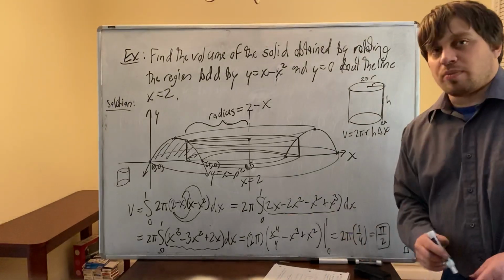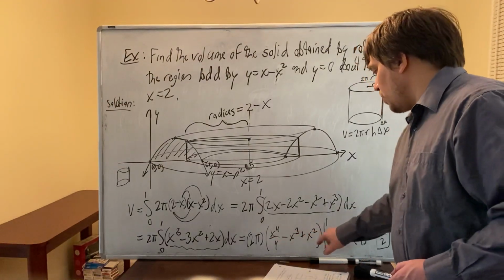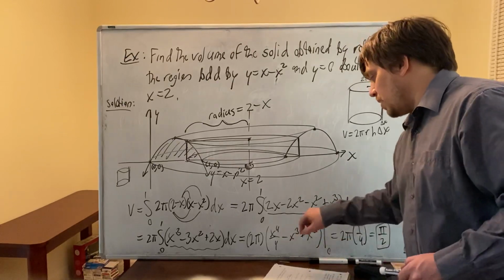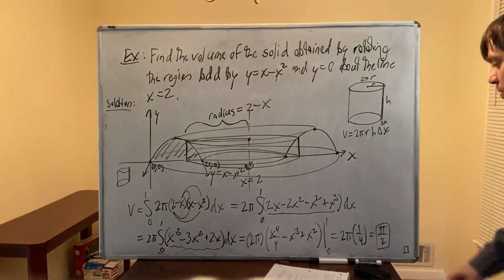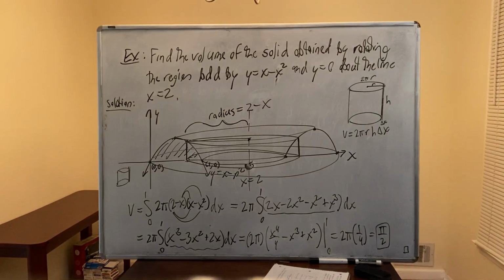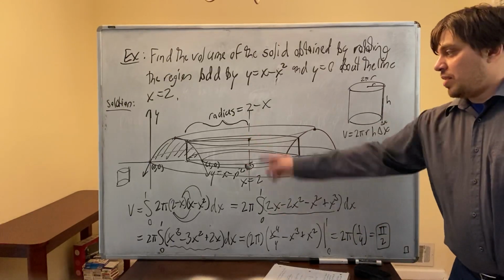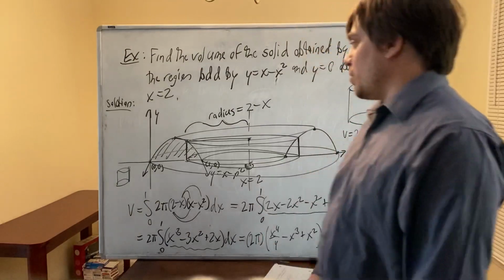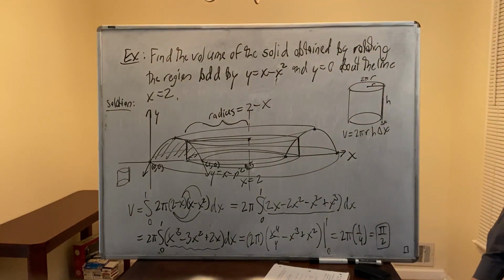So we can make this step quicker by seeing that if you plug in 1 here, you get 1/4 minus 1 plus 1, which is 1/4. And if you plug in 0, you just get 0. So 1/4 minus 0 is 1/4. There's 2 pi times 1/4, which is pi over 2. So the final answer is that the volume of the shaded region rotated about the line x equals 2 is pi over 2. Okay, and so that's the answer to this example.